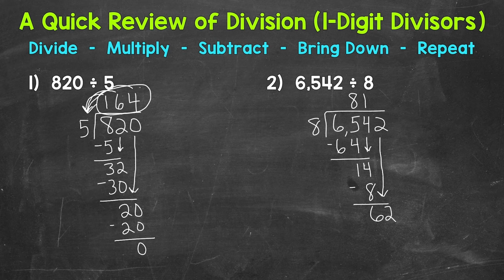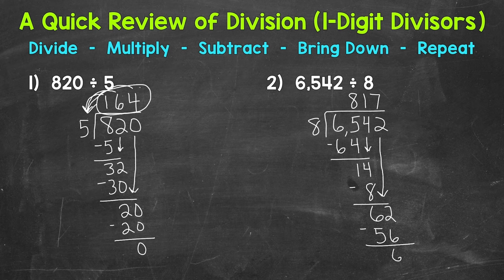We repeat. So how many whole groups of 8 can we pull out of 62? How many whole groups of 8 are in 62? Well, 8 times 7 is going to be 56. And then 8 times 8 is 64. We don't quite have enough for 8. It's going to be 7, which gets us to 56. So let's write our 7. Multiply 7 times 8, 56.